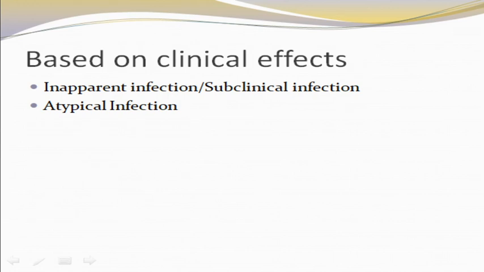And based on the clinical effects, we can classify into different varieties. Inapparent infection is one where the clinical effects are not apparent, inapparent or subclinical. Then atypical infection is one in which the typical or the characteristic clinical manifestations of the particular infectious disease are not present. So these are the basic classifications.